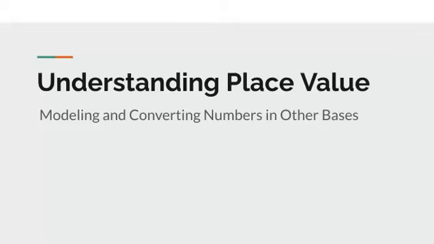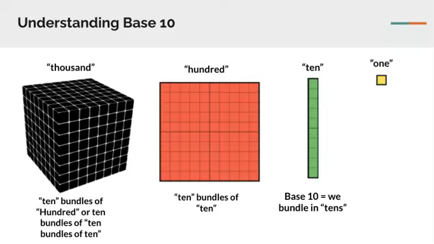Understanding place value, modeling and converting numbers in other bases. As a reminder, when we say base 10, that means we only have 10 digits or numerals we can work with, 0 through 9. We can represent larger numbers using place value. As we move place values to the left, we're bundling groups of 10.